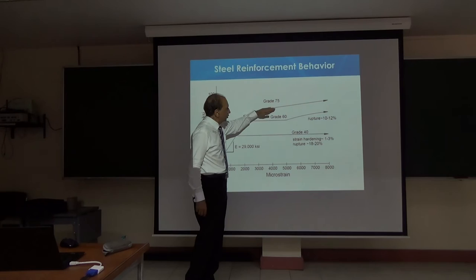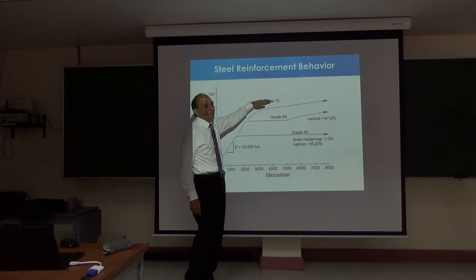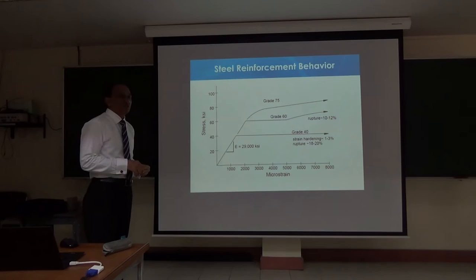the use of steel higher than 60. 75 is sometimes not allowed, or more than 75 is not allowed. So depending upon the code, depending upon the region, they do not allow high strength steel. High strength steel actually is not good. We will find it later.